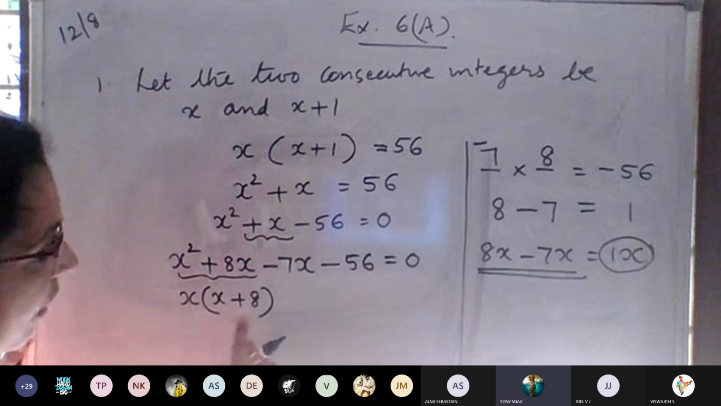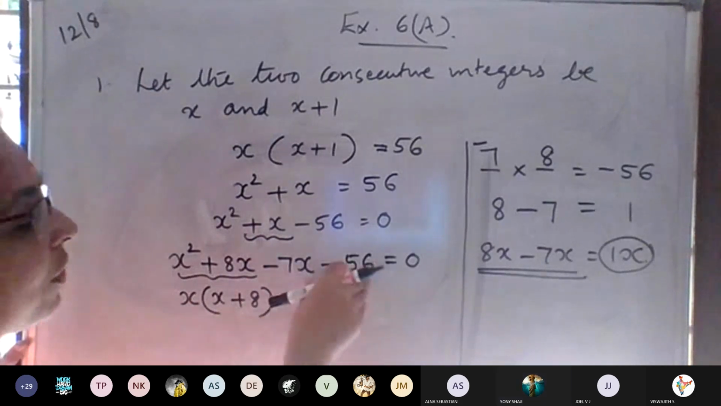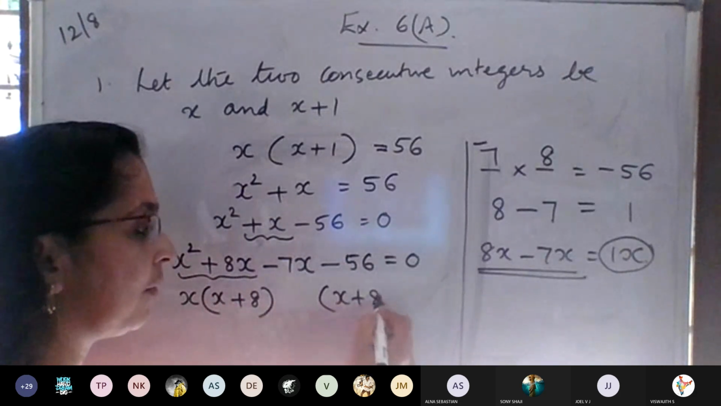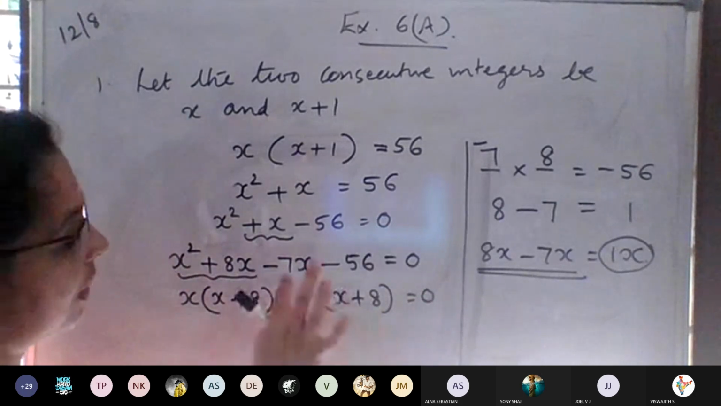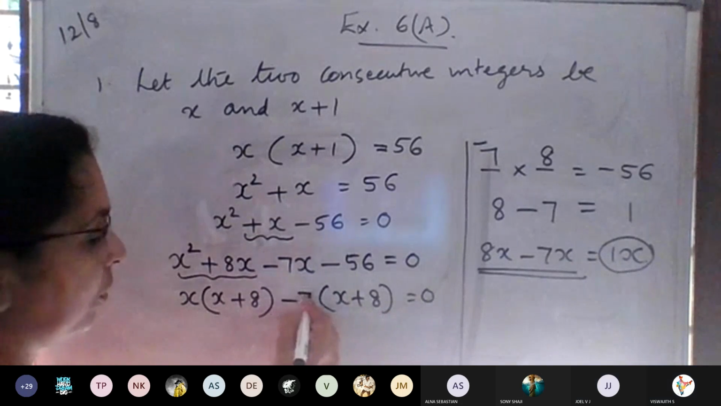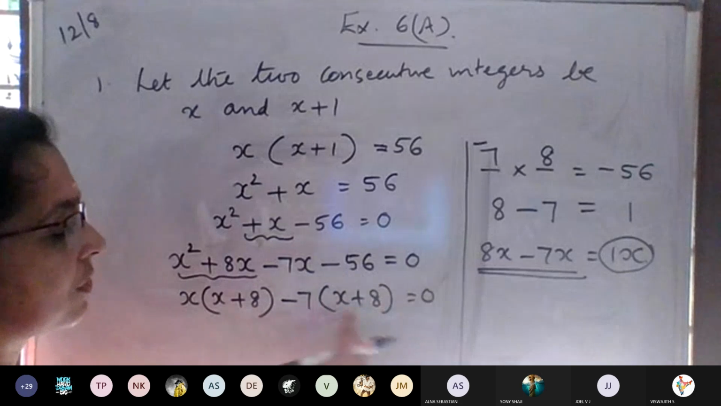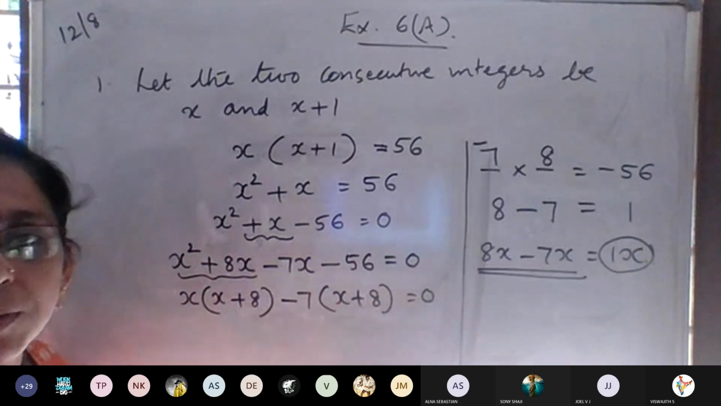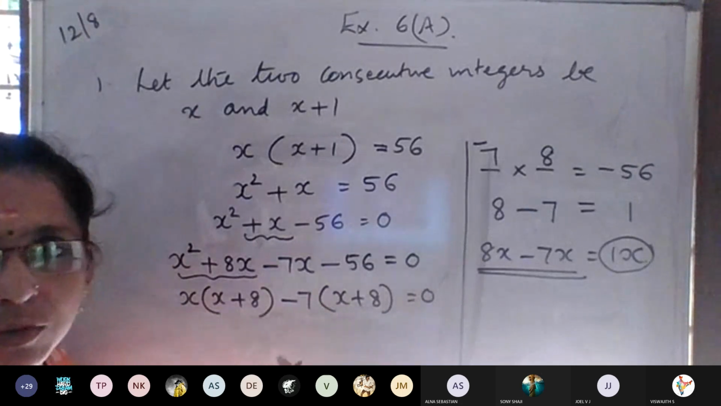The next step is that we don't know which we want to take common, so better write x plus 8 as x plus 8 itself. Then it will be easy for us to take common. Then we need negative 7x. X only, negative 7. If we write negative 7 here, it will automatically suit. Negative 7 into 8 is negative 56, which is equal to 0.